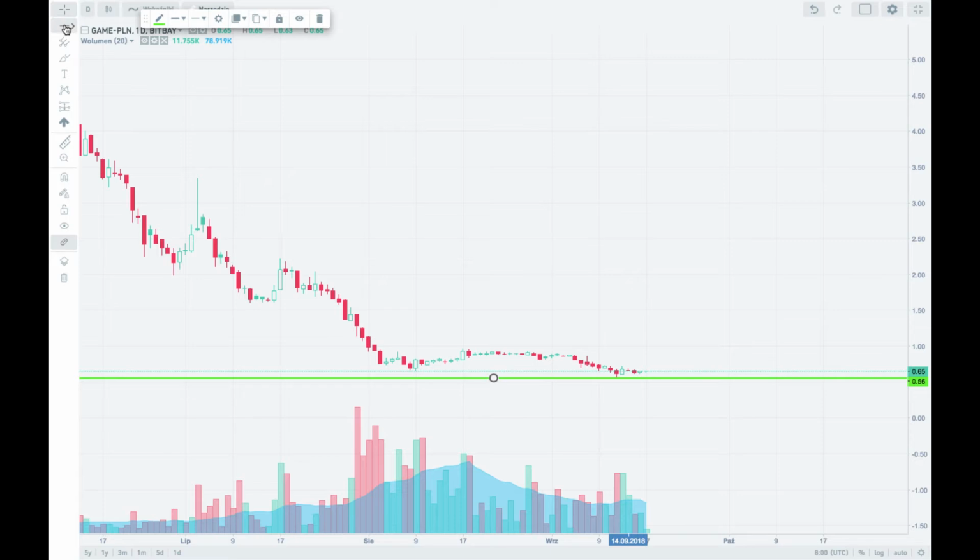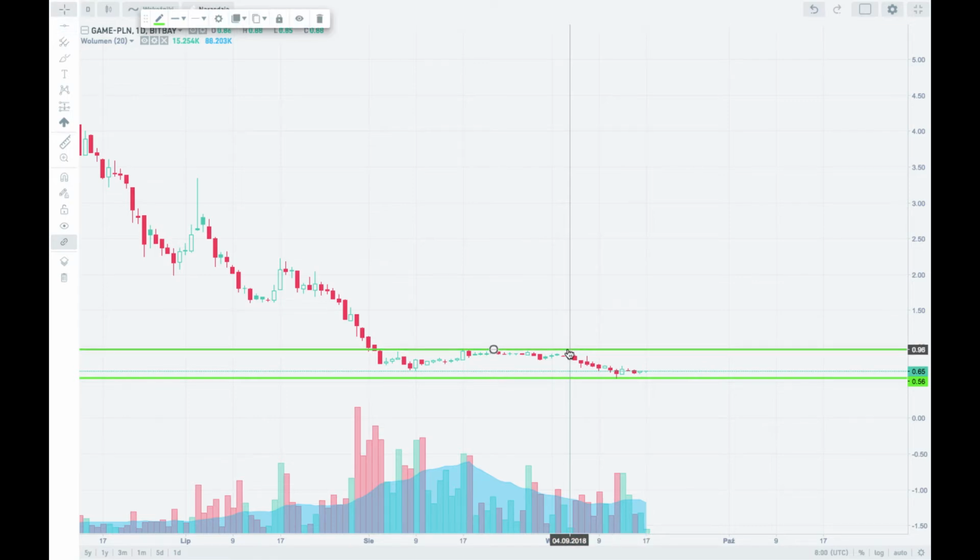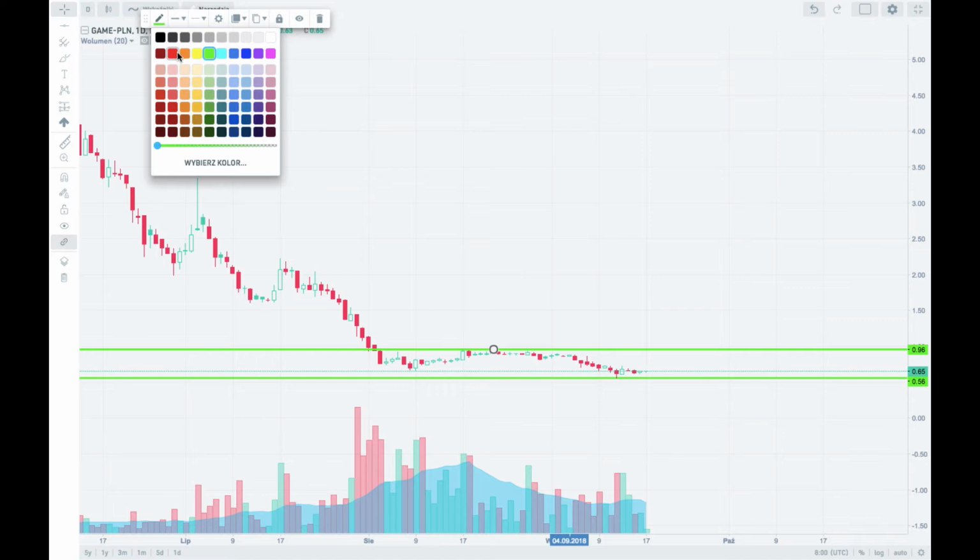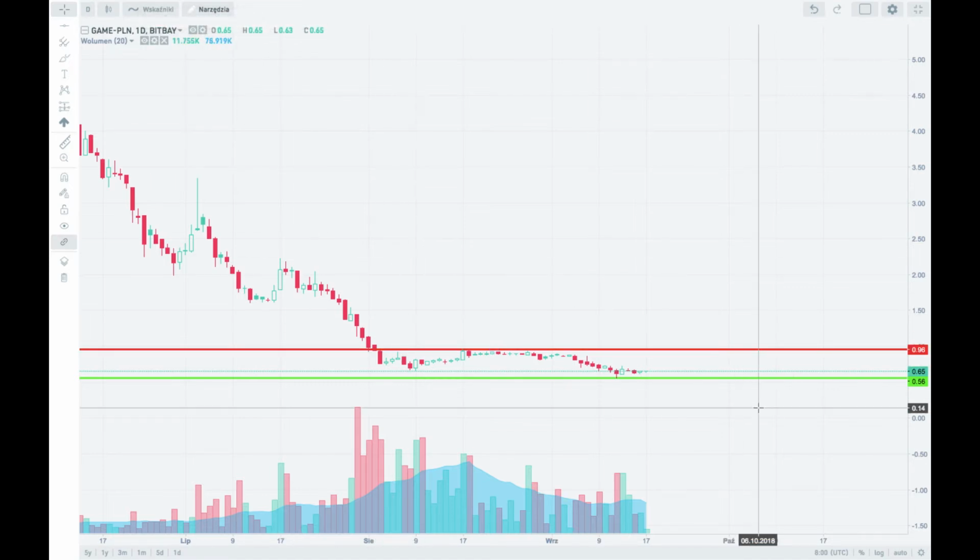Right now we can make another level. Let's say it will be somewhere here, and that will be our resistance level. So right now the price is locked between these two levels, 0.96 and 0.56, and this is a rather cheap price for the GAME right now. So we might, as traders and analysts, take the opportunity of these low prices.